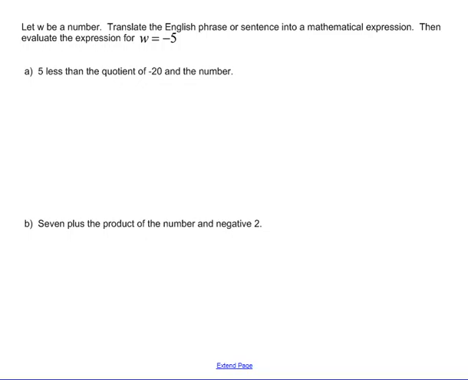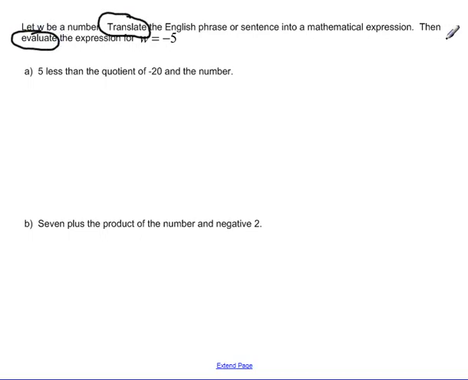Let W be a number. Translate the English phrase or sentence into a mathematical expression. Then evaluate the expression for W equals -5. So we have two things to do in this problem. First, we're going to want to translate, and then we're going to evaluate.